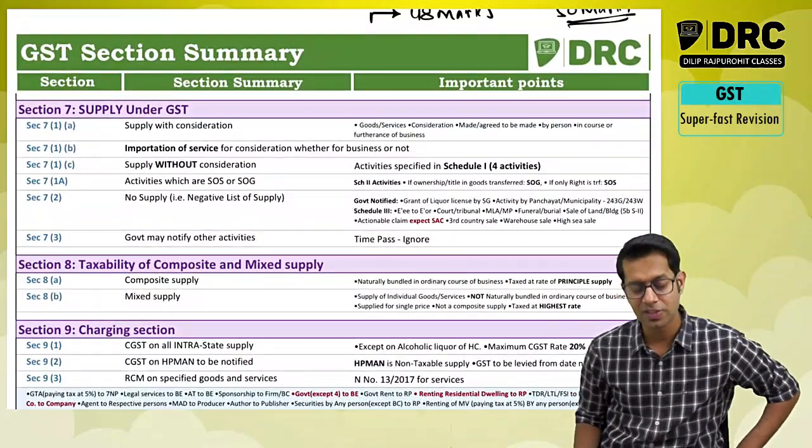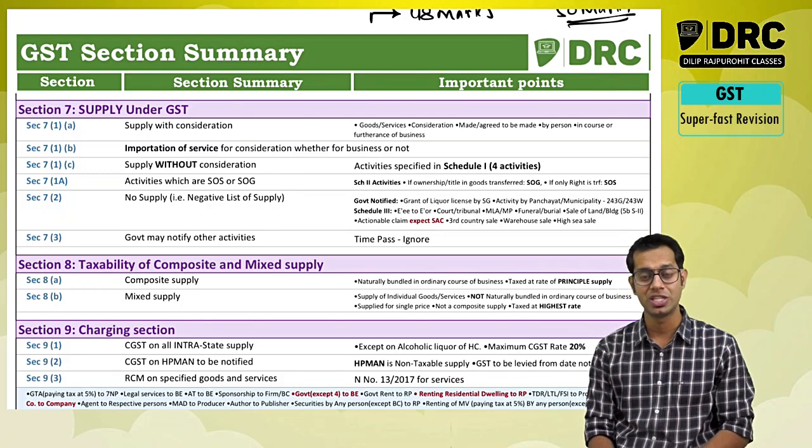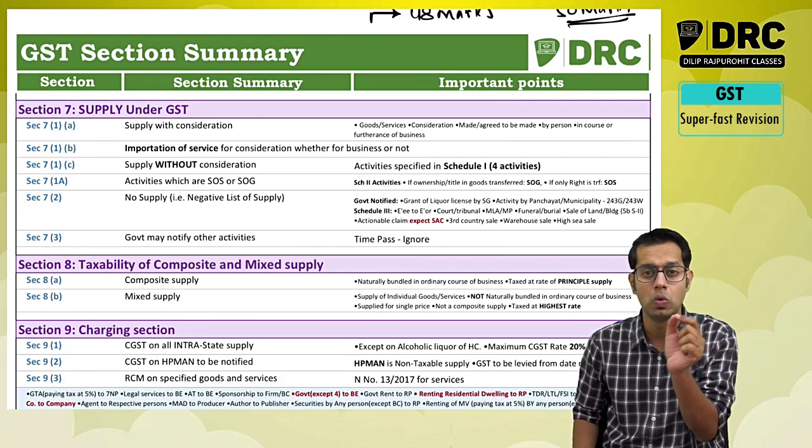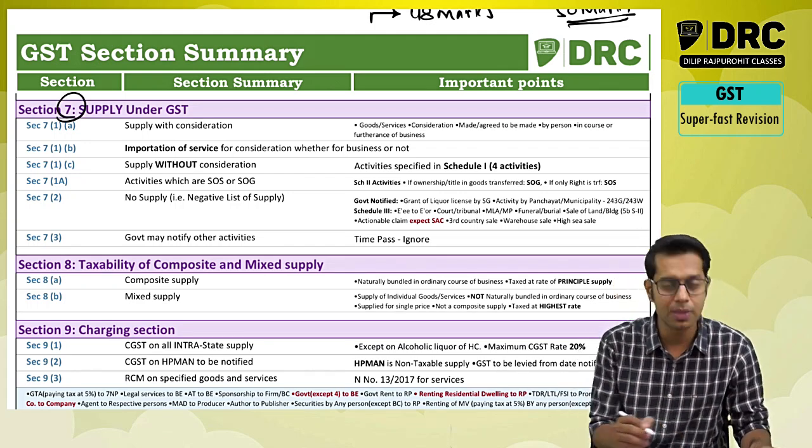Let me start with Section 7. Section 7 talks about what is supply under GST. What is the taxable event under GST law, sir? The taxable event under GST law is supply of goods or services or both. Section 7 gives the meaning of that supply.